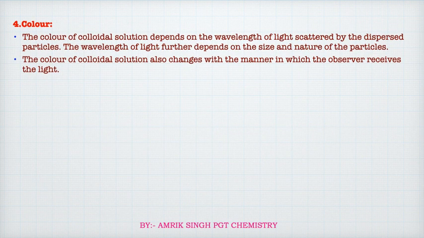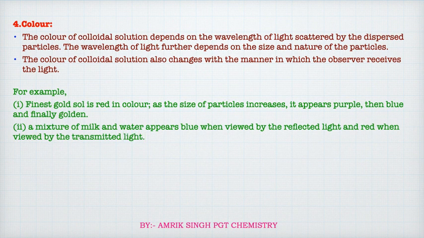Color. The color of colloidal solution depends on the wavelength of light scattered by the dispersed particles. The wavelength of light further depends on the size and nature of the particle. The color of colloidal solution also changes with the manner in which the observer receives the light. For example, for the impact of size, finest gold sol is red in color. As the size of particle increases, its color also changes. It appears purple and then blue and finally golden with the increase of size of particles.